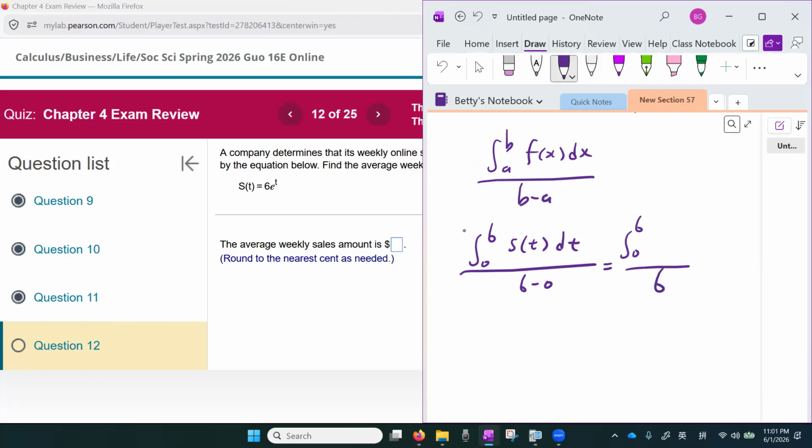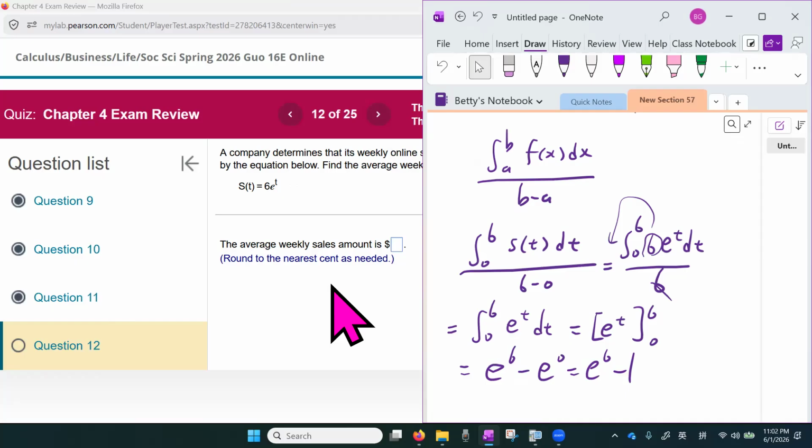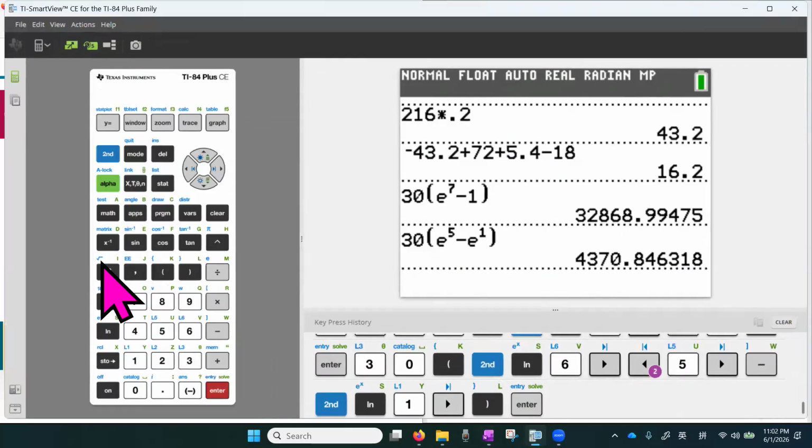From 0 to 6, S(t) is 6 e to the power of t dt. We can move this 6 outside and then cancel with this 6. So we have the integral from 0 to 6 of e to the t dt, which is e to the t from 0 to 6. E to the power of 6 minus e to the power of 0. So e to the power of 6 minus 1. Round to the nearest cent as needed. E to the power of 6 minus 1. E to the power of 6.